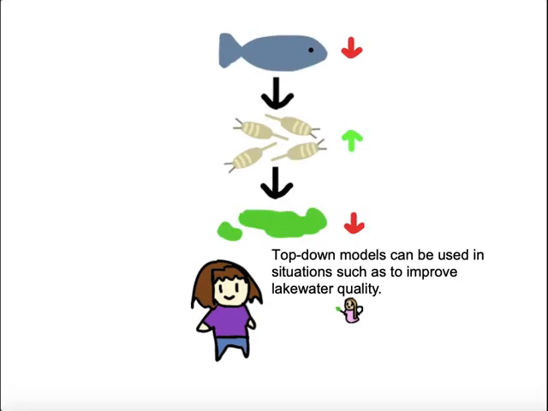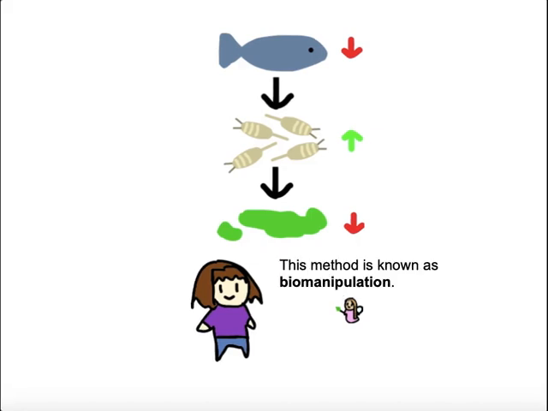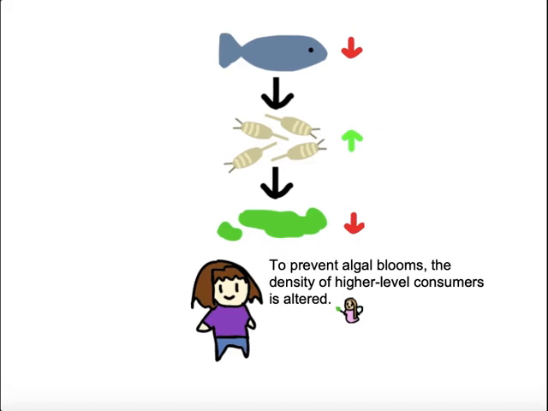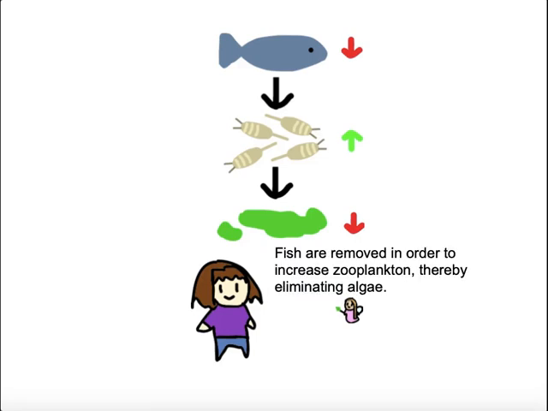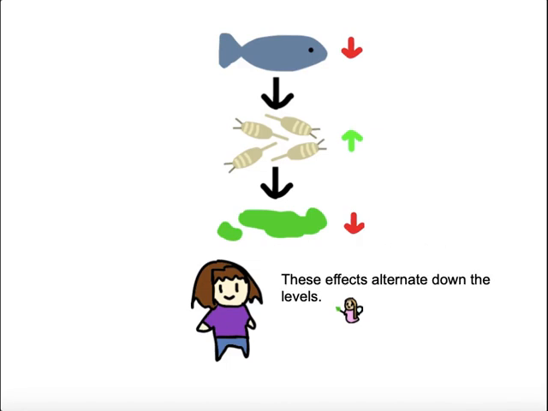Top-down models can be used in situations such as to improve lake water quality. This method is known as biomanipulation. To prevent algal blooms, the density of higher-level consumers is altered. Fish are removed in order to increase zooplankton, thereby eliminating algae. These effects alternate down the levels.